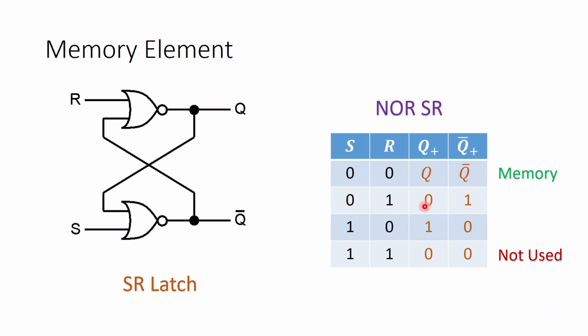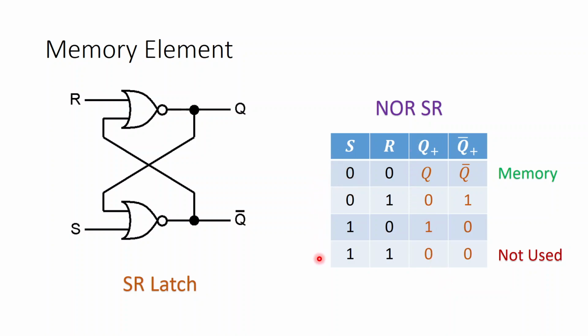When we are giving 0 1, we are getting output as 0 1. When we are giving 1 0, we are getting output as 1 0. When we are giving 1 1, the output will be 0 0, but this is not used. Okay, so we will not write this 0 0. Instead, we will write not used. So that is the situation.